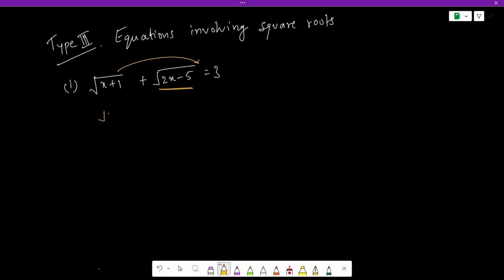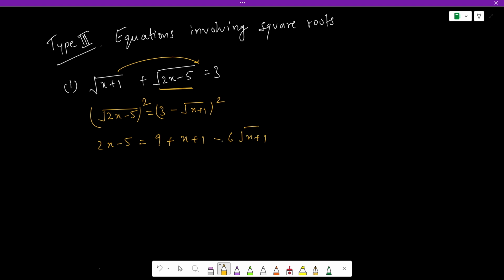So this becomes under root 2x minus 5 equals 3 minus under root x plus 1. Now why we did this is because now if we square both sides, we can easily remove one of the roots directly, as compared to if we had squared it here, then it would be really difficult. So let's square this now. So this becomes 2x minus 5 equals 9 plus x plus 1 minus 6 under root x plus 1.